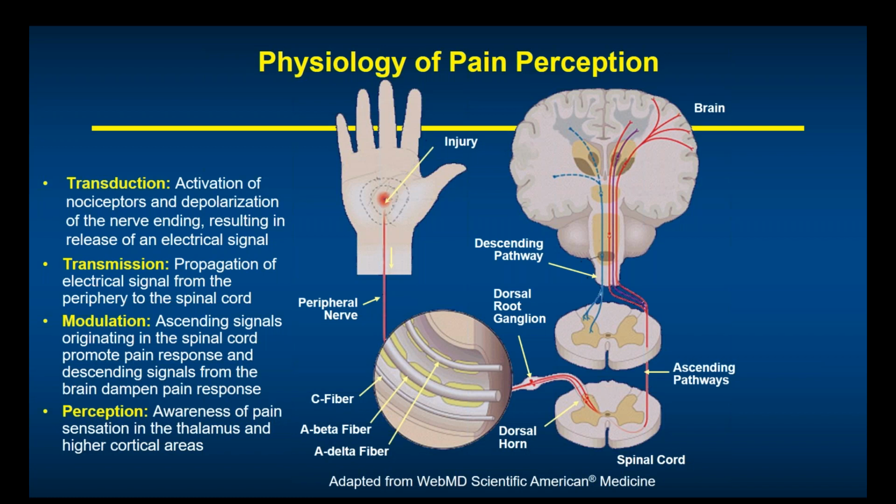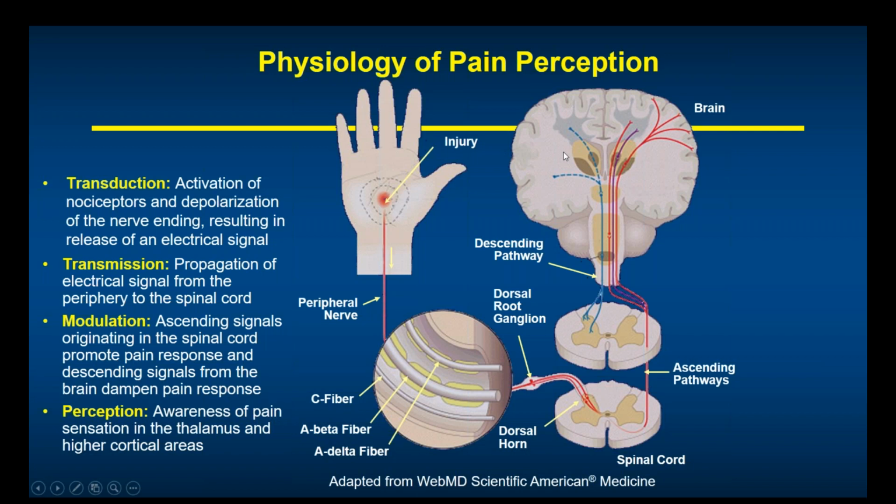But these fibers will transmit information into the dorsal horn of the spinal cord. And then pain will ascend to higher levels of the brain. And in the higher levels of the brain, that is where pain is perceived and processed.